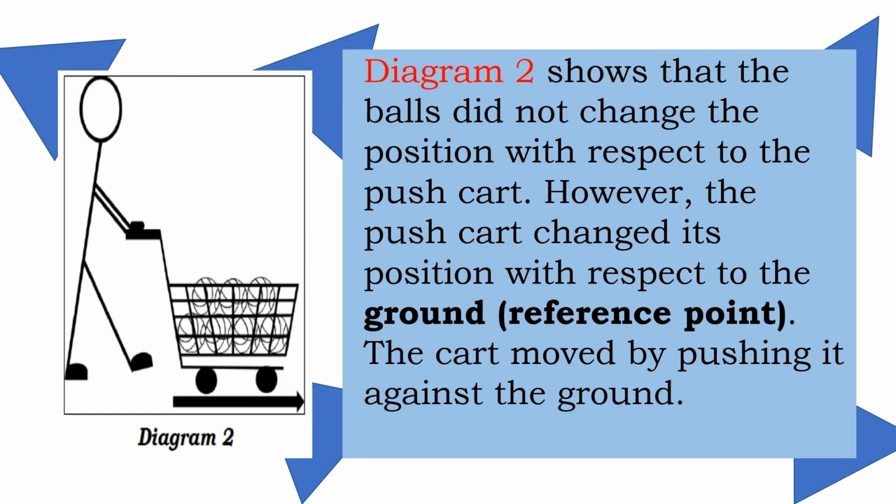Look at diagram number 2. It shows that the balls didn't change position with respect to the pushcart. However, the pushcart changed its position with respect to the ground, which serves as the reference point. The cart moved by pushing it against the ground, meaning with the aid of the person applying force to the pushcart, pushing it towards a certain direction, the pushcart changed its position.